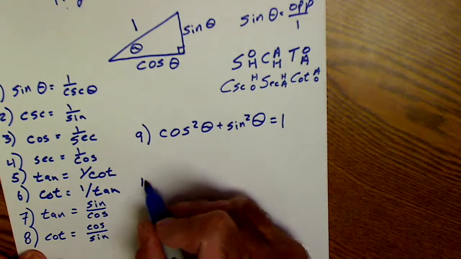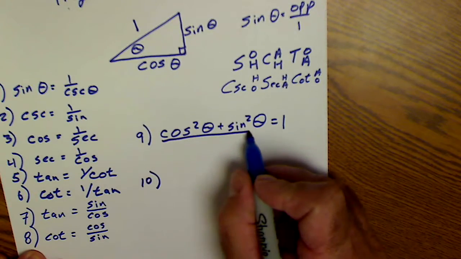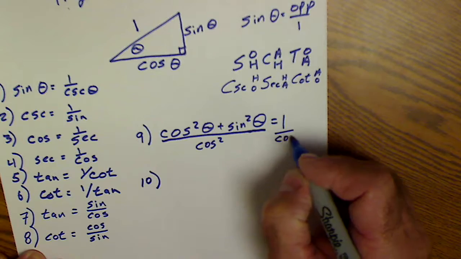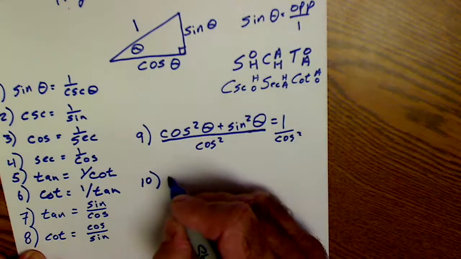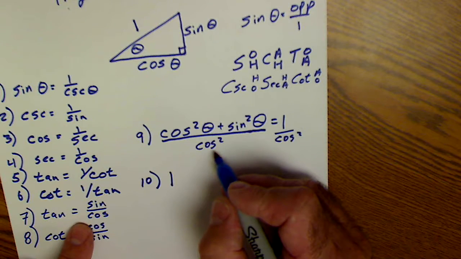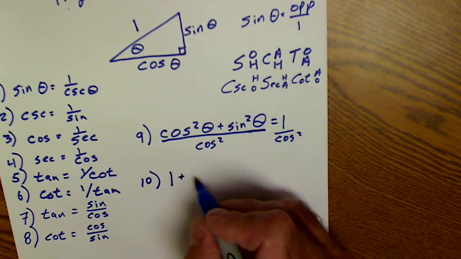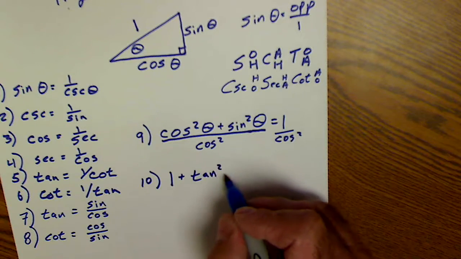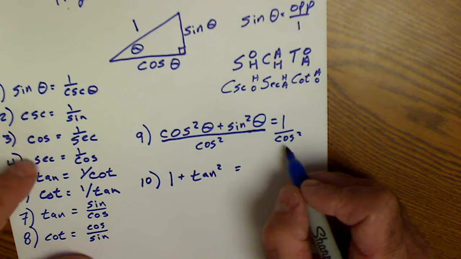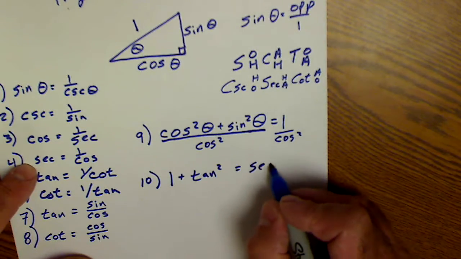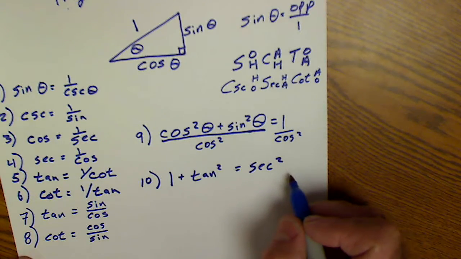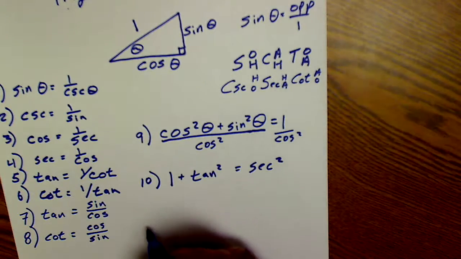The next one, number 10, is that same one divided by cosine squared on both sides. So cosine squared over cosine squared is 1. Sine squared over cosine squared, that's tangent times tangent, so tangent squared. And then 1 over cosine squared is secant squared. So 1 plus tan squared of theta is equal to secant squared of theta. That's my second Pythagorean identity.